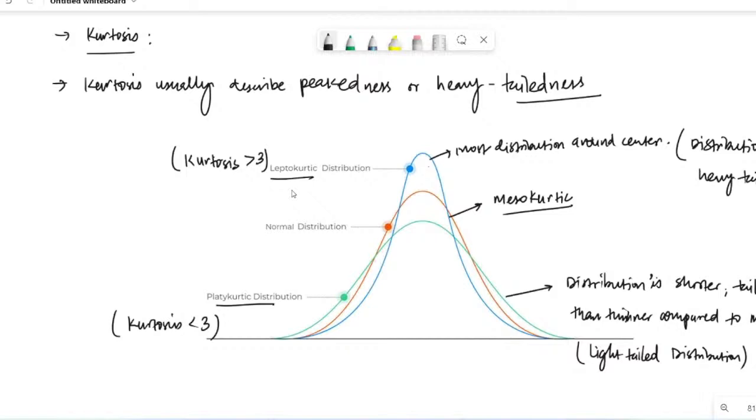Hey, wait a second. Still true for the next one, right? Not this one.